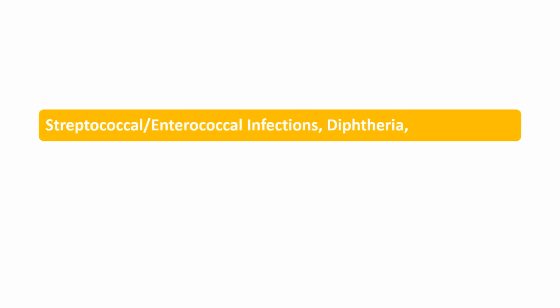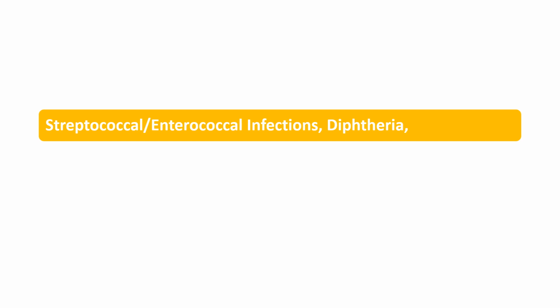Then comes the streptococcal, enterococcal infections. Now what are streptococci? The epidemiology of the streptococci, group A streptococci. Then clinical manifestations of the streptococcal infection: the pharyngitis, the scarlet fever, the skin and soft tissue infection, then pharyngitis, impetigo, erysipelas due to streptococcal infection, then necrotizing fasciitis, pneumonia, empyema, streptococcal toxic shock syndrome.